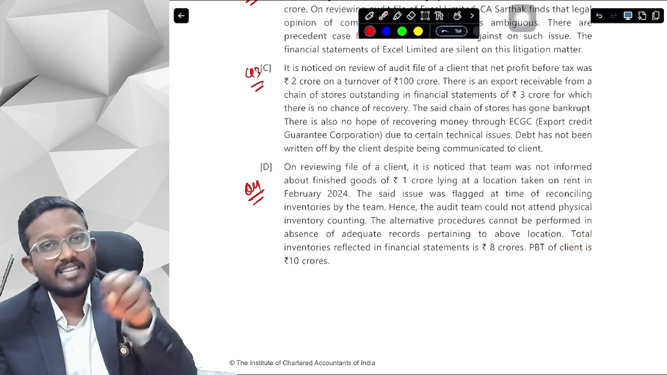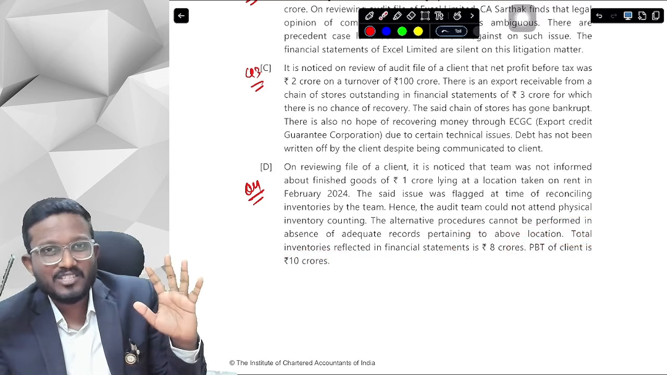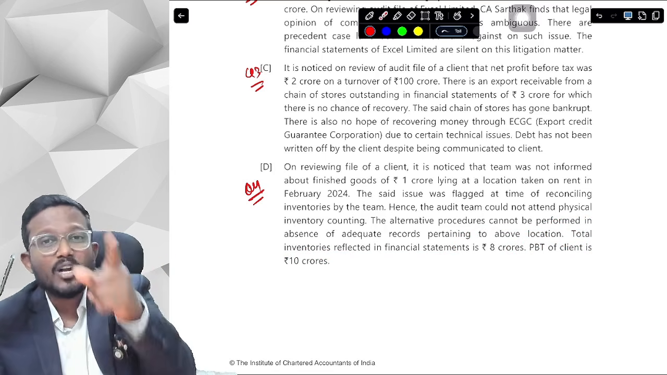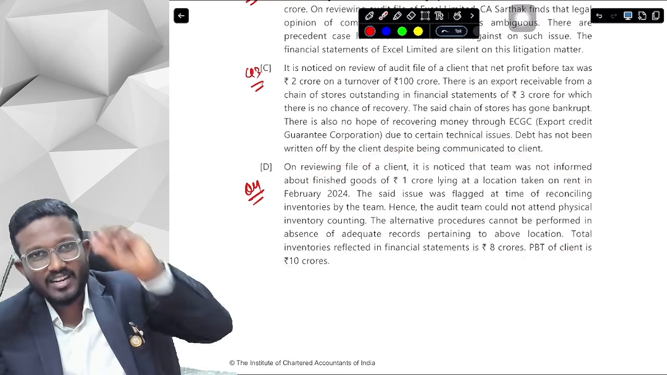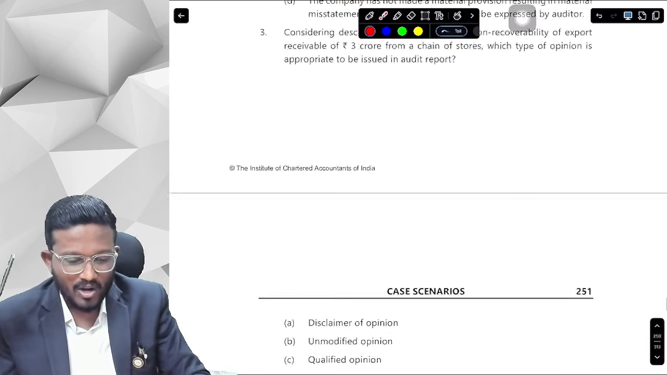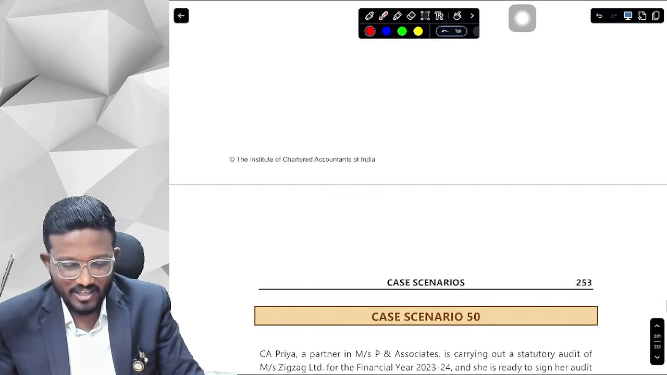So if PBT is 10 crore, it is not pervasive to the financial statements, but it is material to the financial statements since it is 1 crore. So here, sir, we are not able to obtain sufficient and appropriate audit evidence regarding inventory which is material but not pervasive, so we will issue a qualified opinion. Okay, yes sir, this was your case scenario number 49.